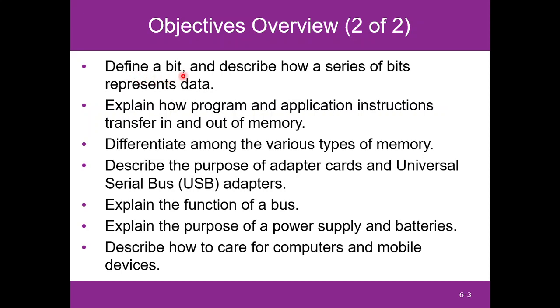Define a bit and byte and how they are represented inside the computer. Then we will briefly look at the mechanism through which the stored programs inside our computer are accessed, taken out of the memory, and so on. Then we will look at different types of memory, the different types of extension ports, the different types of adapter cards, and the universal serial bus or USB adapters, and their purpose.